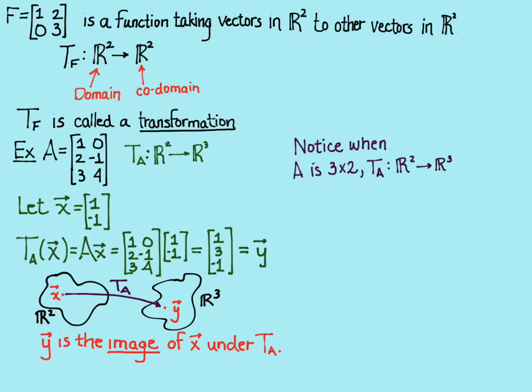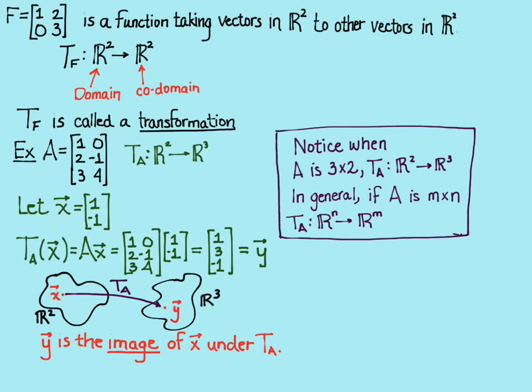Notice that when A is a 3 by 2 matrix, the function, or the transformation T sub A, goes from R2 to R3. So in other words, when we talk about rows and columns, remember 3 is the number of rows in the matrix and 2 is the number of columns. T sub A is going to go from a two-dimensional space to a three-dimensional space. In general, if A is an m by n matrix, then T sub A goes from an n-dimensional space to an m-dimensional space. In the next video, we're going to see more about how these transformations behave.